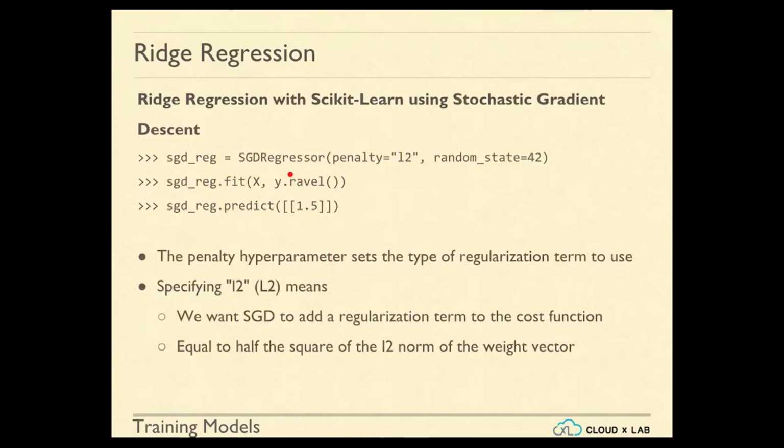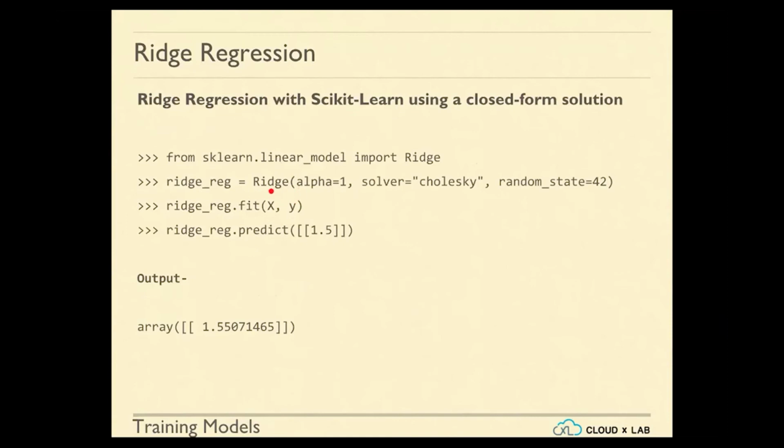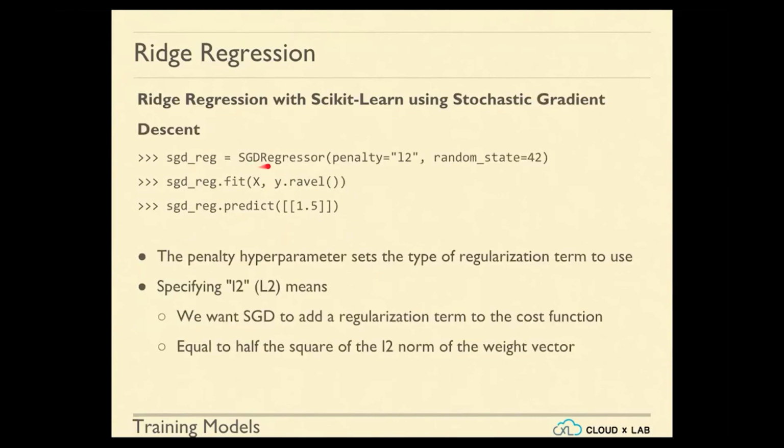Now, instead of going with the normal form, if you want to use stochastic gradient descent, you could use SGDRegressor. And here, notice this: penalty L2 means ridge regression. Okay, penalty L2 means ridge regression, and we can pass the random state as an argument.